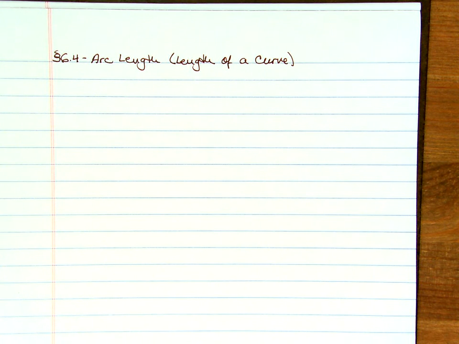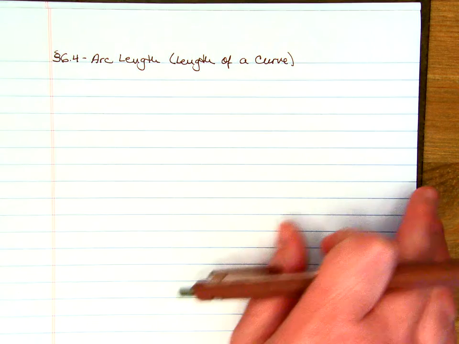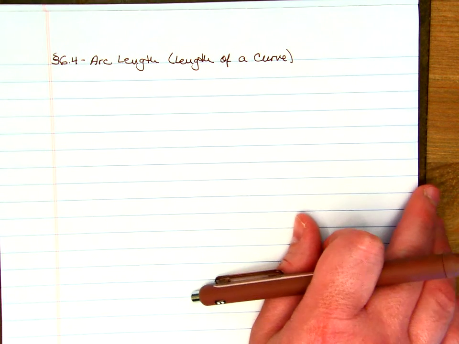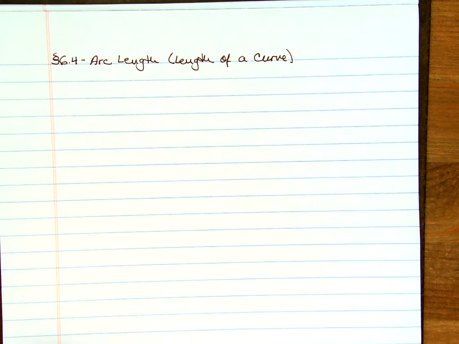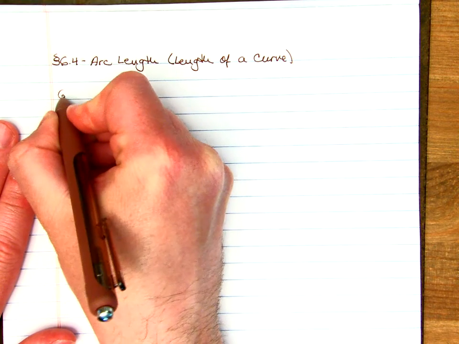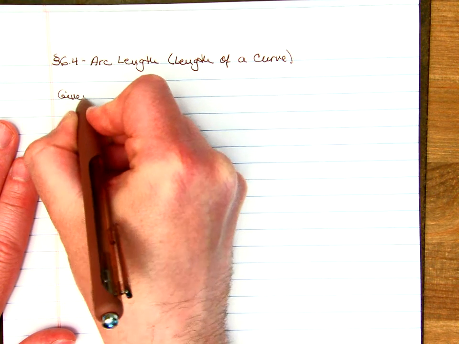So there are two short little topics we're going to look at today, not really having much to do with each other, but we'll tie them together over the next couple days. I want to start by going back to what's labeled as section 6.4 in your book and talk about arc length, or the length of a curve. For starters, let me give you a definition and a formula.